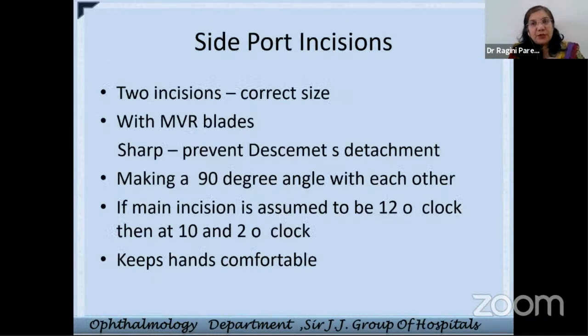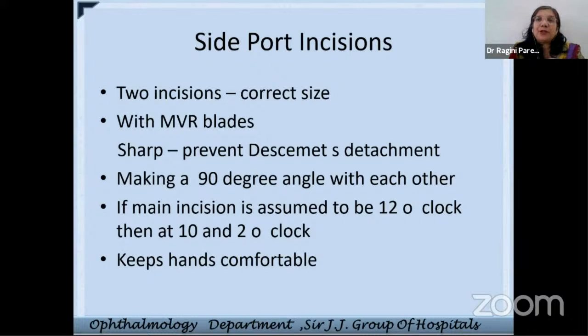The side port incisions are very, very important. We use both our hands in phacoemulsification. They have to be made with MBR blades because we find people making them with 26 number needles and bigger tunnels so that they use a Simcoe through it, but it is not to be done. The blades have to be extremely sharp to prevent a Descemet's detachment.